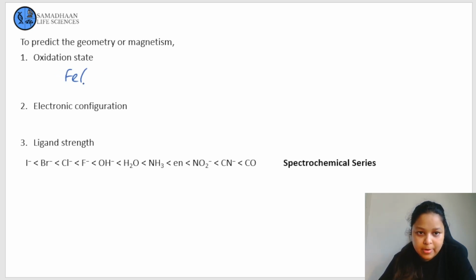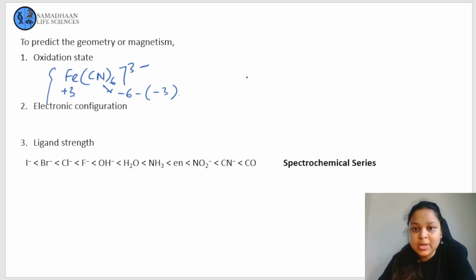If we have a complex, something like this one, then 6 minus charge from the 6 cyanide ions, and then outside we have 3 minus. So to balance out the whole complex, we will have plus 3 for this iron. Similarly, if you have a neutral ligand like water, and you have plus 3 outside, then this is the charge of this cobalt, right?